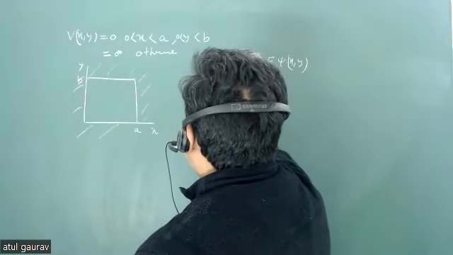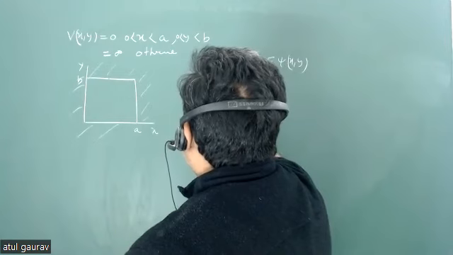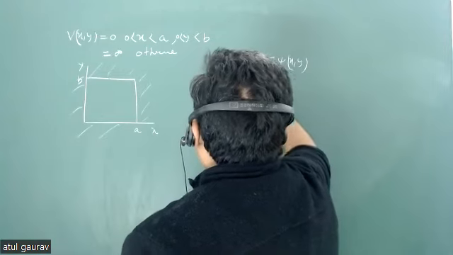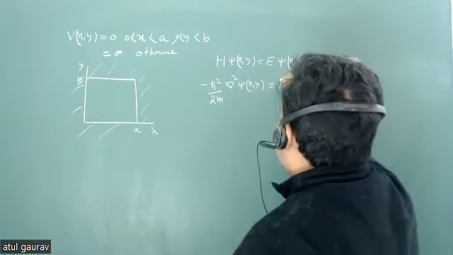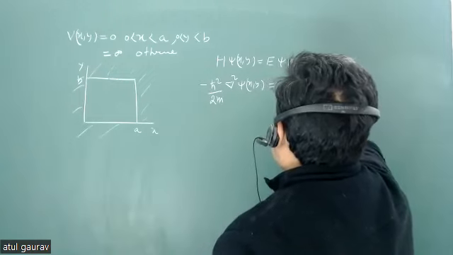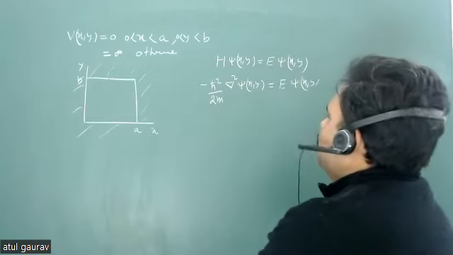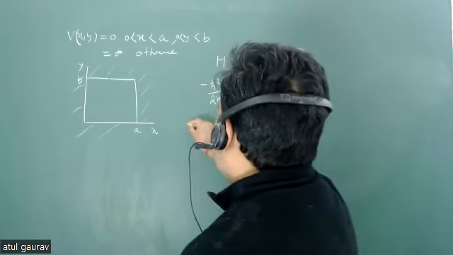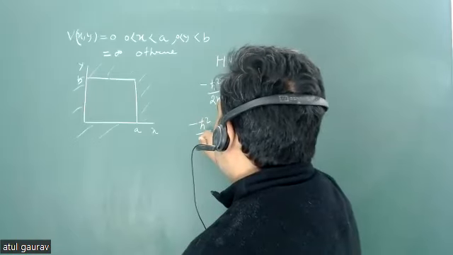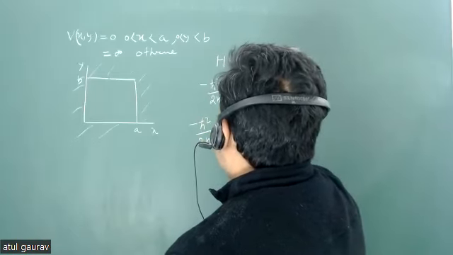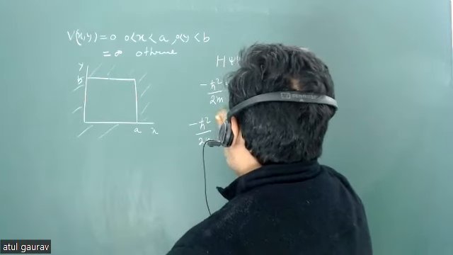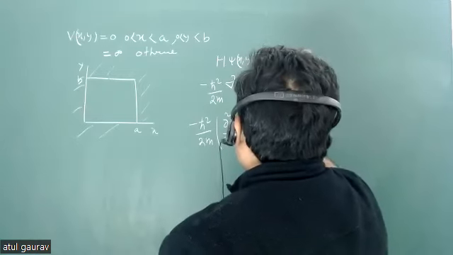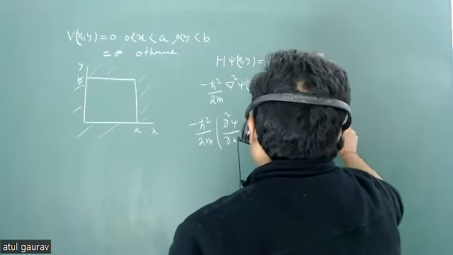This H can be written as minus ħ squared upon 2m, and now we have to use del squared ψ(x,y) equal to Eψ(x,y). Del squared is nothing but the Laplacian. So we have to solve this partial differential equation, which can be written as del squared ψ upon del x squared plus del squared ψ upon del y squared equal to Eψ(x,y).